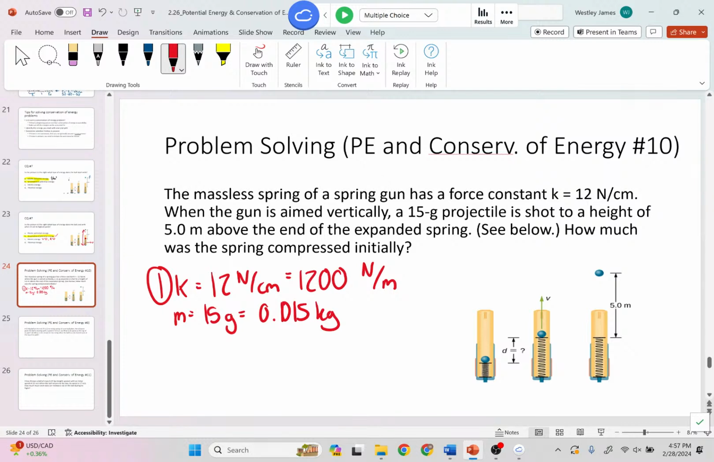Okay. Now, here's where we have to make a decision. Where do we want zero height to be? That's the question. Where do we want to define as zero height? Traditionally, we choose the lowest point as zero height. So we can say it starts at an initial height of 0, if we want. That's allowed. That's perfectly fine. Nothing wrong with that. In fact, that's what I encourage you all to do. H_i equals 0. I start at a height of 0. Fantastic.